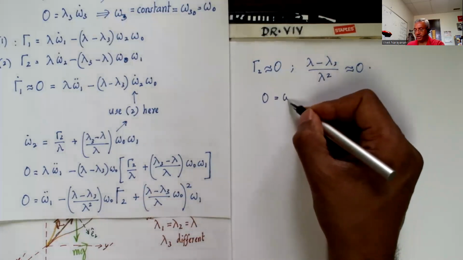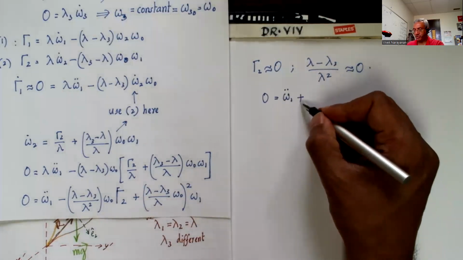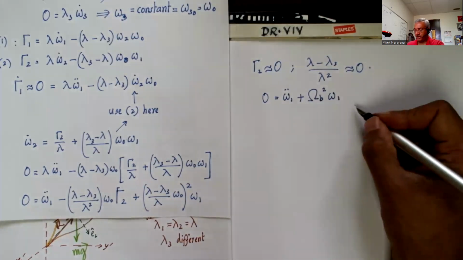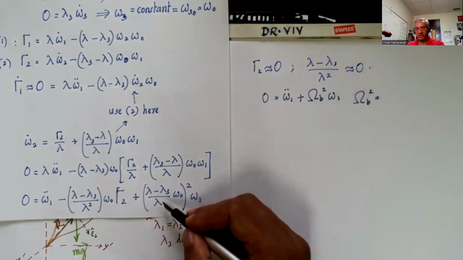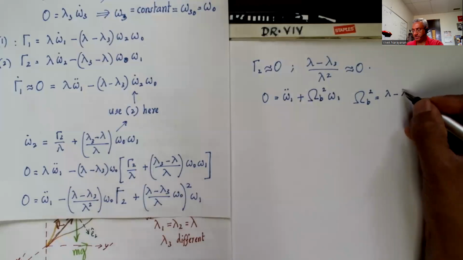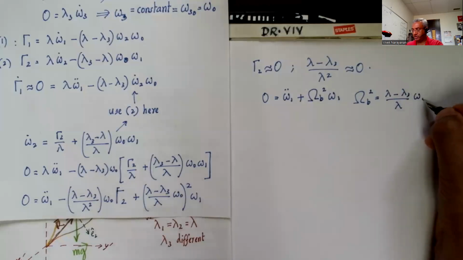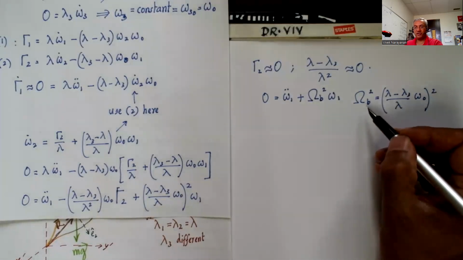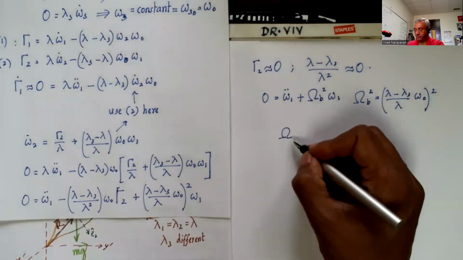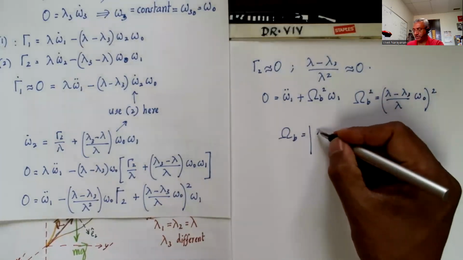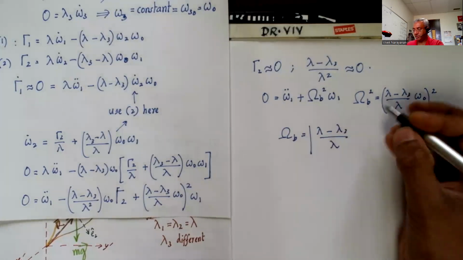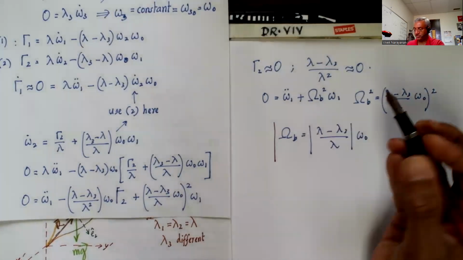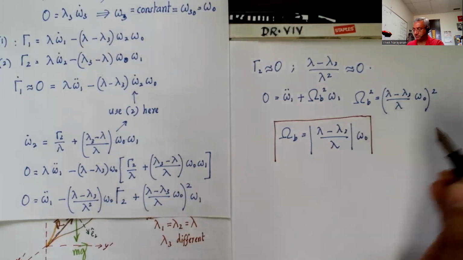I get 0 equals omega 1 double dot plus a quantity I'm going to call omega body squared times omega 1, where omega body squared is everything I have not written, which is lambda minus lambda 3 over lambda times omega naught squared. This is the body precessional speed, omega b. So we'll write down what omega b is. It's the absolute value of lambda minus lambda 3 over lambda times omega naught. It's a very important quantity, and it's used to make various estimates of rotating bodies.